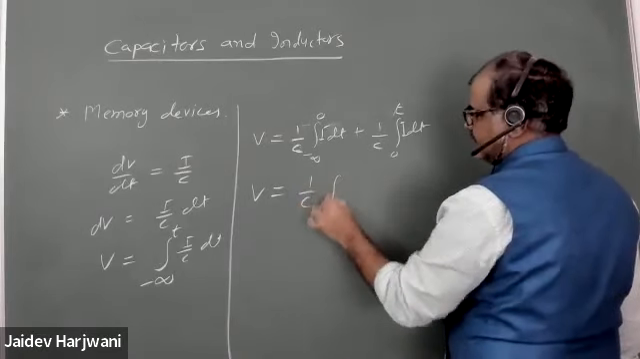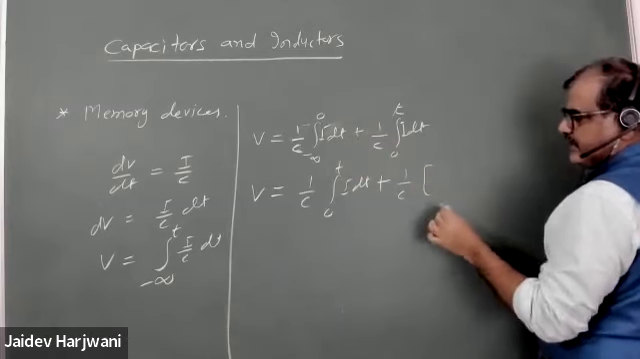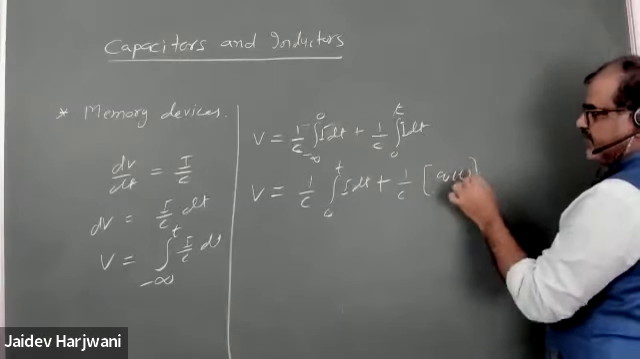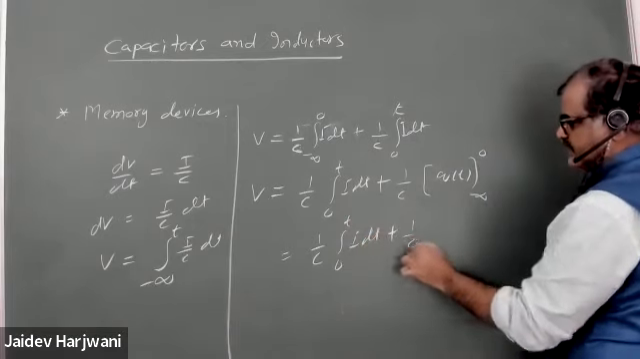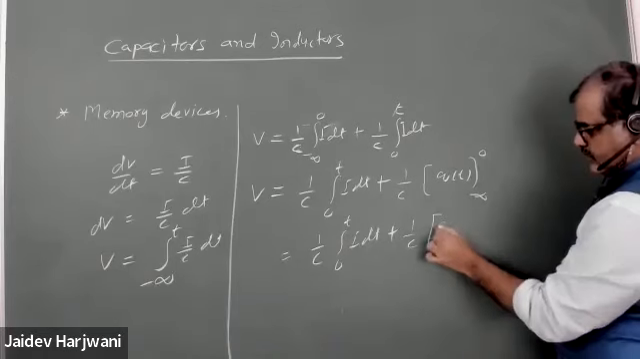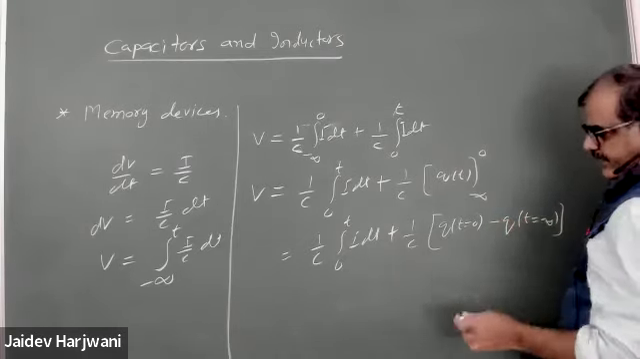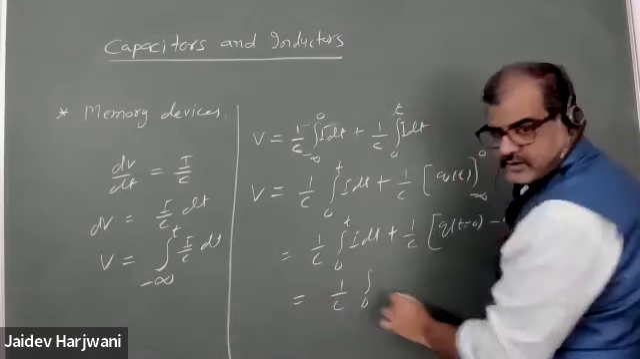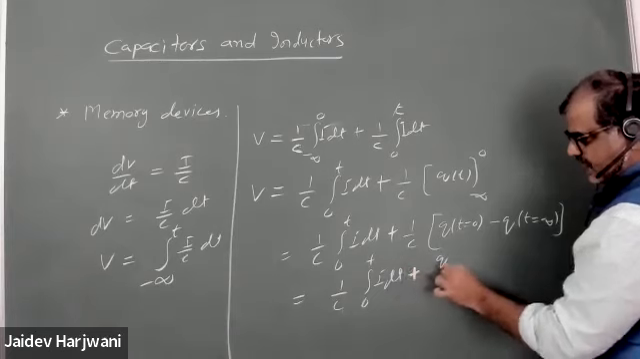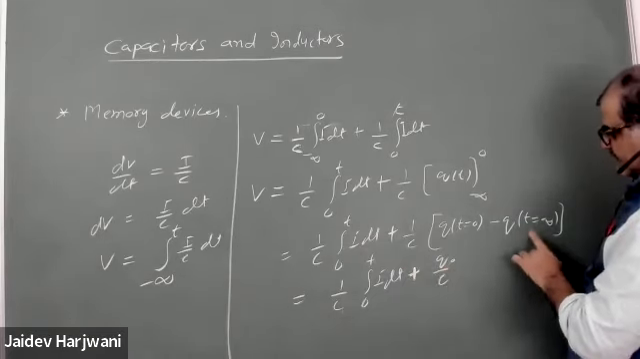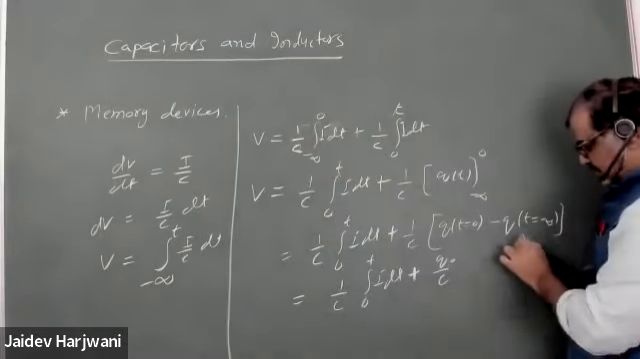So let me write 1 by C, 0 to t, I dt, plus 1 by C, minus infinity to 0, I dt. Now I dt is what? I dt is Q. So I can write Q from minus infinity to 0. So this will give me Q at t equals 0 minus Q at t equals minus infinity. Now I can write this formula as 1 by C, 0 to t, I dt, plus this is my Q naught, the charge present at t equals 0, so Q naught by C, and the charge present at minus infinite time, that I can take as zero.